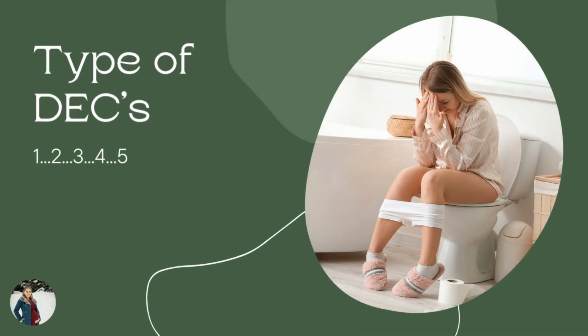There are 5 different kinds of diarrheagenic E. coli, referred to as DECs. In pregnancy, DECs may lead to dehydration and electrolyte imbalances. These can have a negative impact on the pregnant person and the baby. It's important to note that proper management is essential to reduce the chance of severe complications.